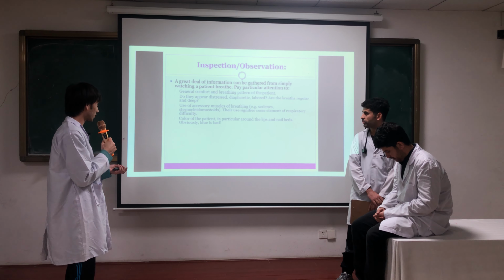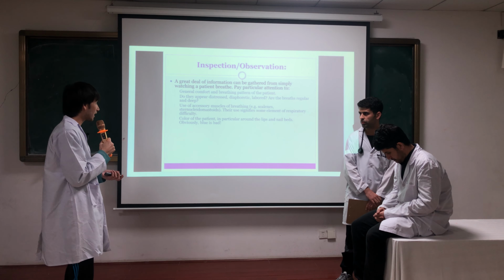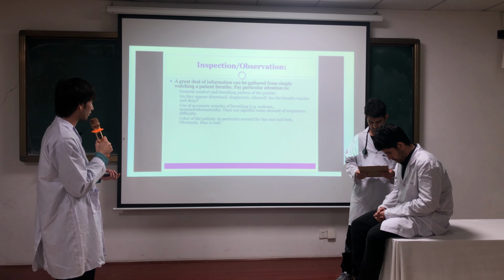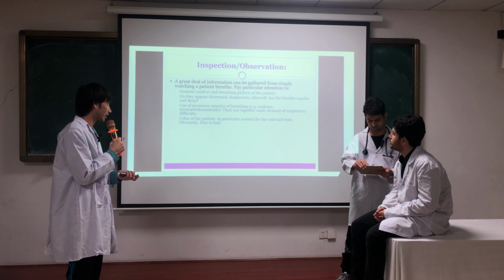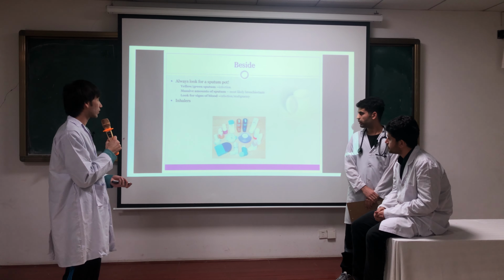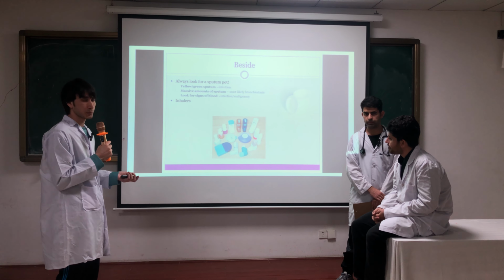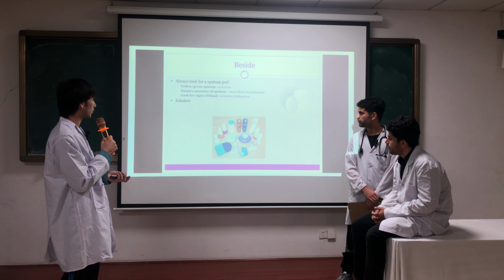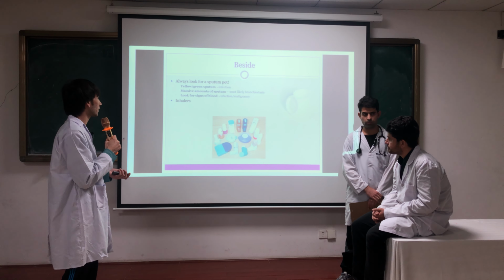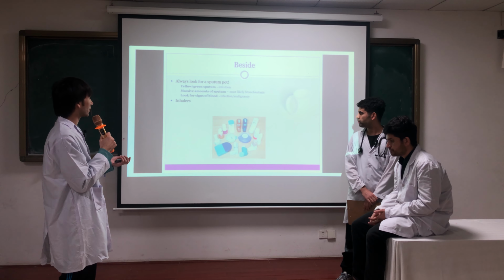Use of accessory muscles of breathing, such as the sternocleidomastoid muscle. Their use signifies respiratory difficulty. Note the color of the patient, in particular around the lips and the nail beds. Always look for a sputum pot. Is it yellow sputum or green? A massive amount of sputum we can see most likely in bronchiectasis. Look for signs of blood, which can be in case of infection or malignancy.